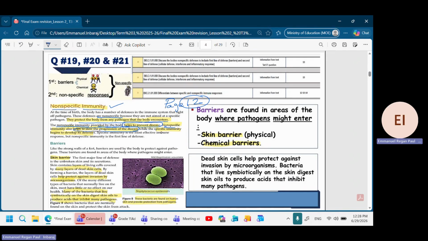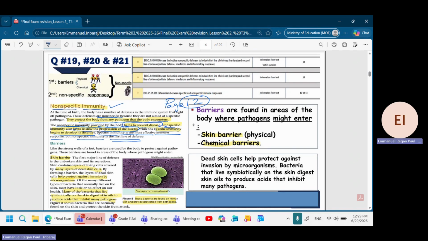But what are specific immunities? The specific immunity begins to develop the defenses. Specific immunity is the most effective immune response, but non-specific immunity is the first line of defense. So let's see how the non-specific immunity helps us.